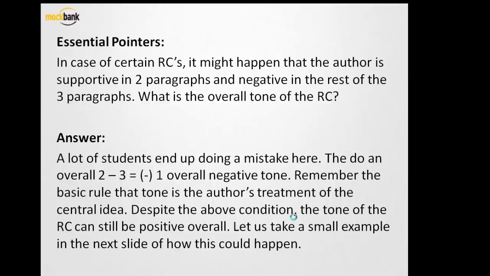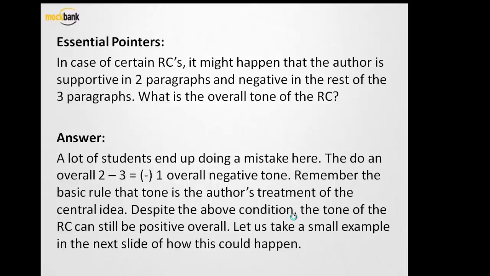Essential pointers. In case of certain RCs, it might happen that the author is supportive in 2 paragraphs and negative in the rest of the 3 paragraphs. What is the overall tone of the RC? This happens a lot of times and confuses a lot of students. What they do is they do an overall 2 minus 3 is equal to minus 1, overall negative tone. Why am I saying this? I assume that we have been supportive in 2 paragraphs, negative in 3. So essentially the paragraph should end up being minus 1, overall negative tone.